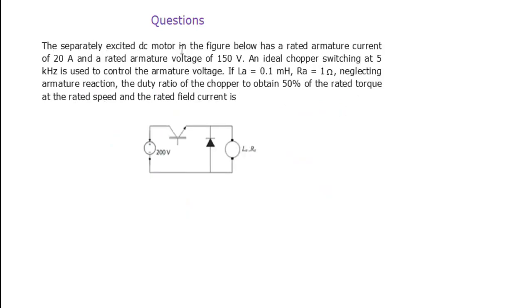The separately excited DC motor in the figure below has rated armature current of 20 ampere and rated armature voltage of 150 volts. An ideal chopper switching at 5 kHz is used to control the armature voltage. If LA is 0.1 millihenry, RA is 1 ohm, neglecting the armature reaction, the duty ratio of the chopper to obtain 50% of the rated torque at rated speed and rated field current is.